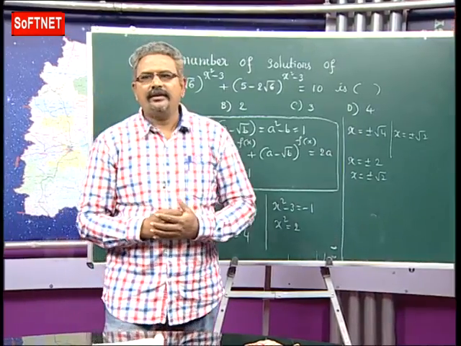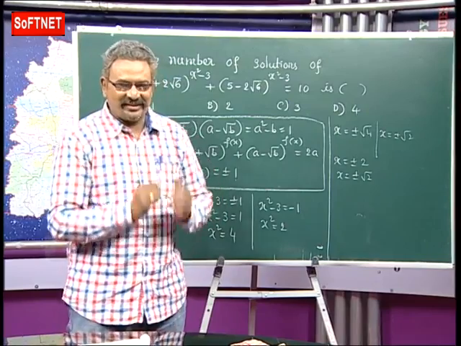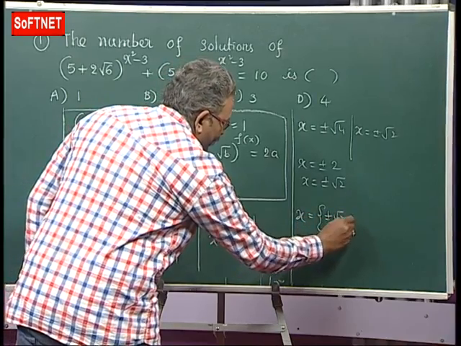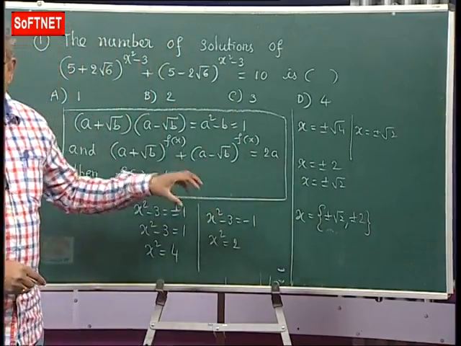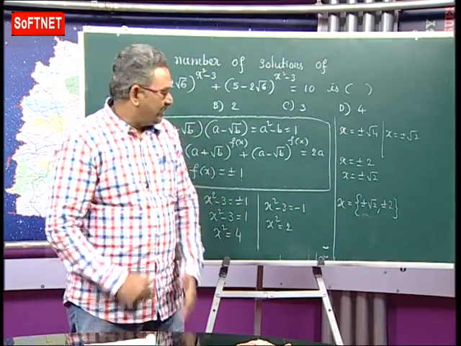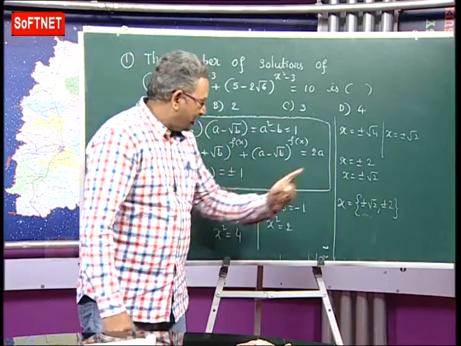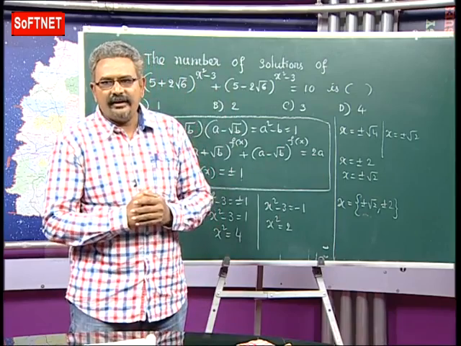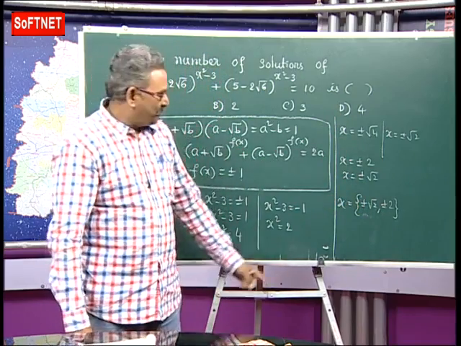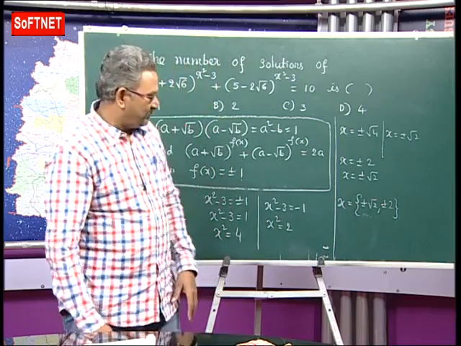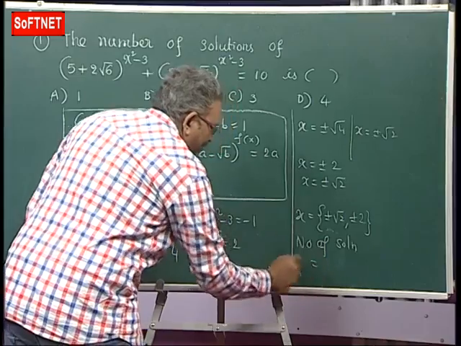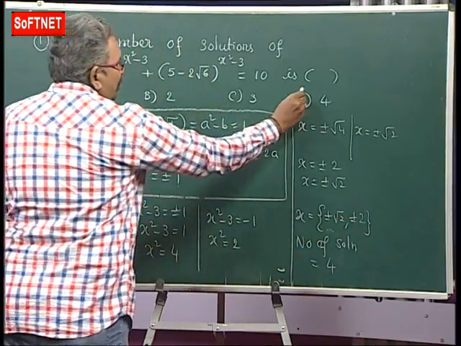Let us write the solutions as a solution set. X is equal to plus or minus root 2, plus or minus 2. Now in this set we have to find the cardinality. What is the cardinality of a set? The number of distinct elements present in a set is called the cardinality of the set. Regarding this solution set, what is the cardinality? 4. So the number of solutions is equal to 4. That is the right option. The number of solutions is the cardinality of this set, that is 4. So D will be the right option.